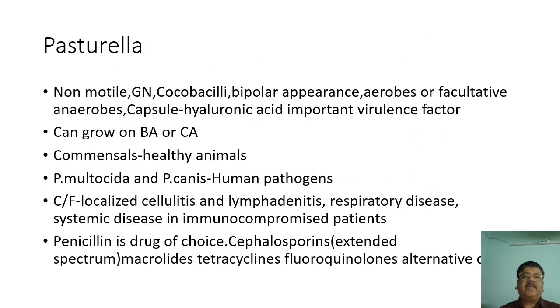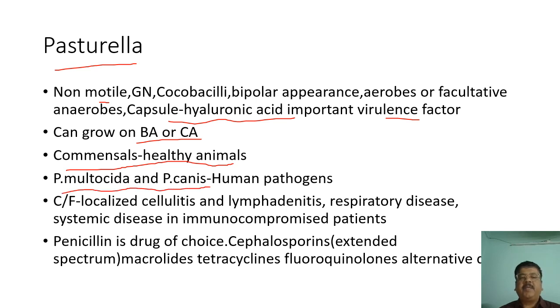Now, the first mention-worthy organism is Pasteurella: Pasteurella multocida and Pasteurella canis. These are the species. So, what is Pasteurella? It is a non-motile gram-negative coccobacillus, with bipolar appearance, aerobes or facultative anaerobes, and the characteristic feature is hyaluronic acid, which is an important virulence factor. It can grow on blood agar or chocolate agar, and it is a commensal organism in healthy animals. So Pasteurella multocida and Pasteurella canis are the human pathogens.